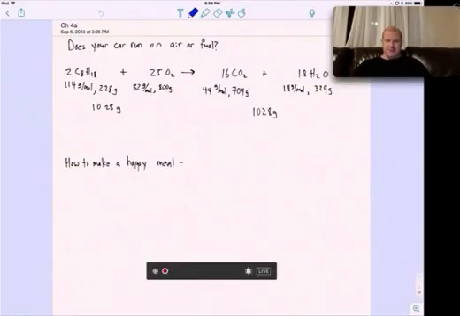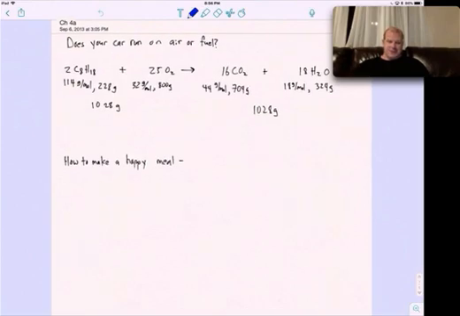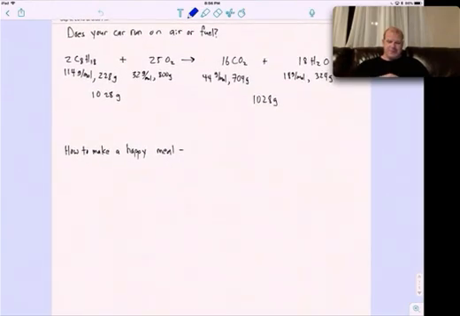Well, we're on chapter 4 now, building up on chapter 3. In chapter 3 we learned all about stoichiometry, and we start with the question: does your car run on air or fuel? Well, this is where you're at so far in the course. We have octane. Gasoline's a mixture of things, but it's predominantly octane. And oxygen. It burns with oxygen to form carbon dioxide and water.